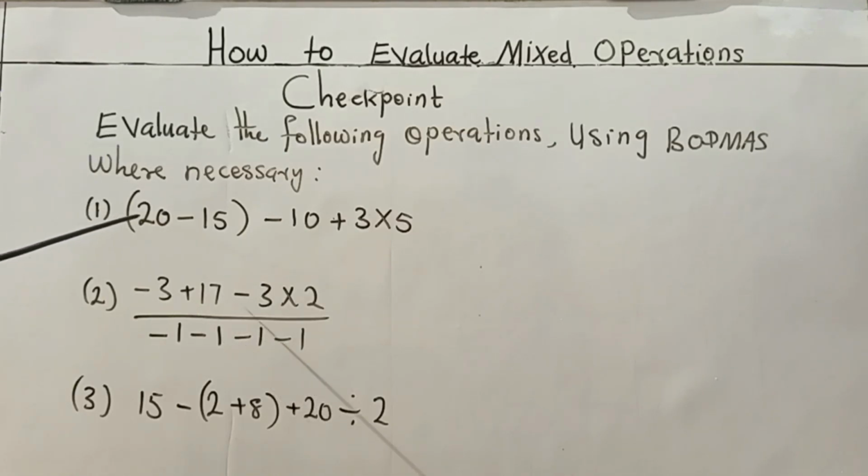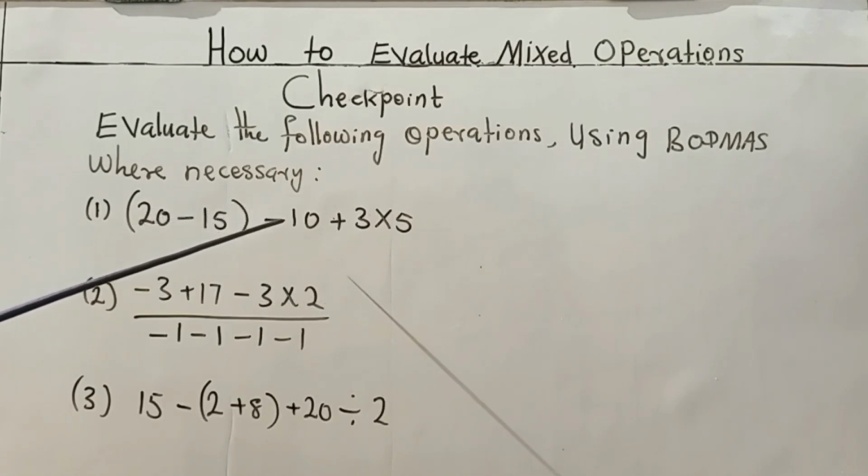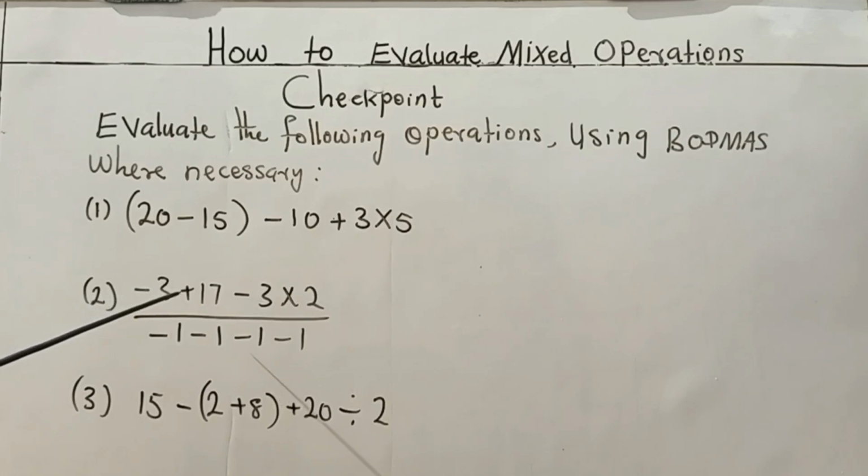Number 1, bracket 20 minus 15 minus 10 plus 3 times 5. Number 2, minus 3 plus 17 minus 3 times 2, all over minus 1. Number 3 says 15 minus, in brackets, 2 plus 8 plus 20 divided by 2. Only 3 questions. I believe that you're going to know how to go about them, possibly because you listened to me while I explained the principle and the process behind the use of BODMAS.